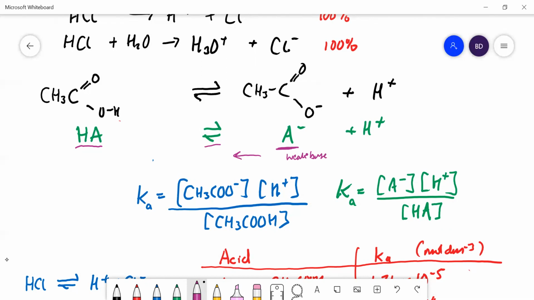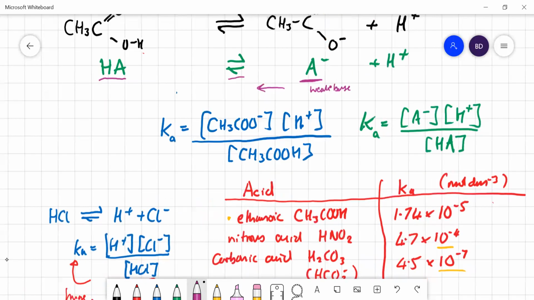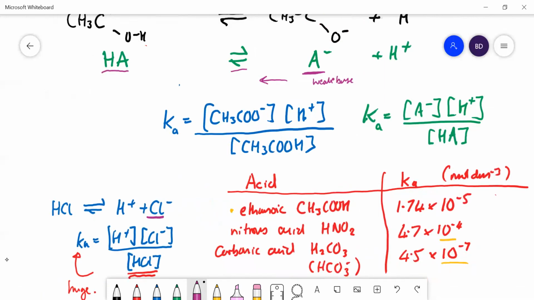And maybe we can even expand that to the chloride ion. The chloride ion is a potential base, isn't it, because it can react with H plus? Well, what's the tendency of the chloride ion to react with H plus? It's virtually non-existent, because HCl completely dissociates. So that means the chloride ion is a very, very, very poor base. Leave it there.